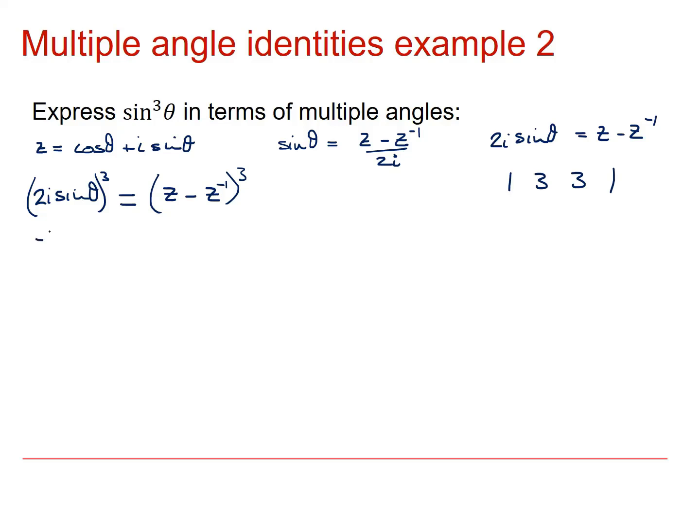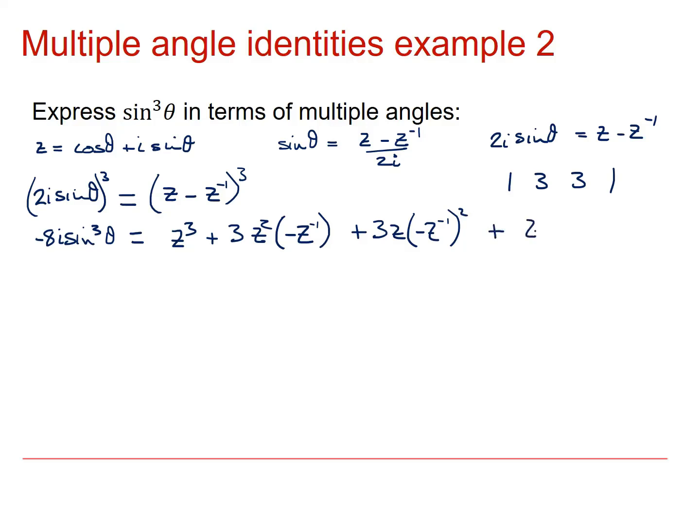And that's going to give me minus 8i sine cubed theta is equal to, I get minus 8i because 2i cubed is 8i cubed. i cubed is minus i. So minus 8i sine cubed theta is equal to z cubed plus 3z squared times minus z to the minus 1 plus 3z times minus z to the minus 1 squared plus minus z to the minus 1 cubed.